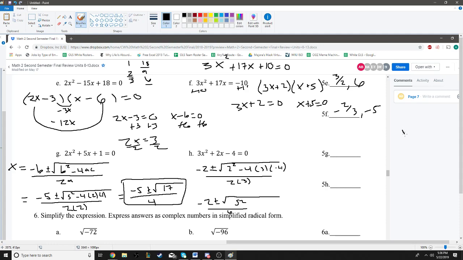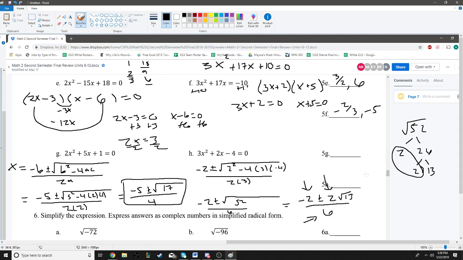However, 52 can be simplified. I'm going to pull it over here. We can use the little factor tree. 52 is 2 times 26. 26 is 2 times 13. We have a pair of 2's. So this is actually negative 2 plus or minus 2 root 13 all over 6. And notice that this number and the denominator are all divisible by 2. So if we reduce this, this is actually negative 1 plus or minus the square root of 13 all over 3. And that's as far as it goes.